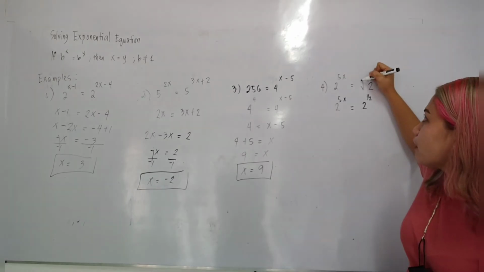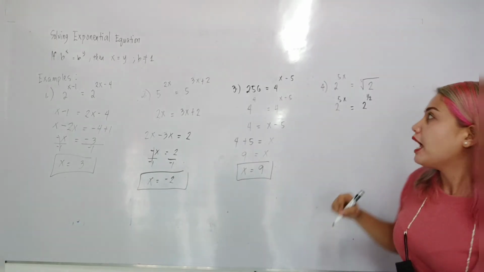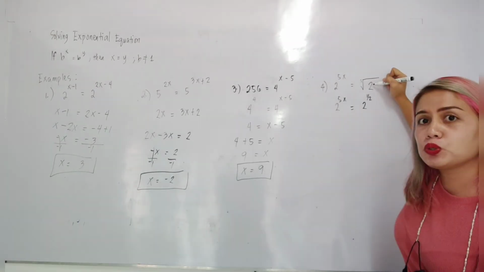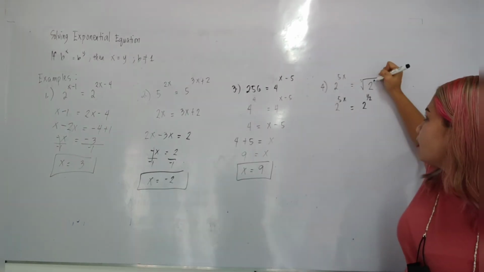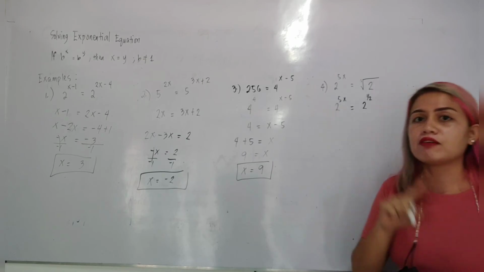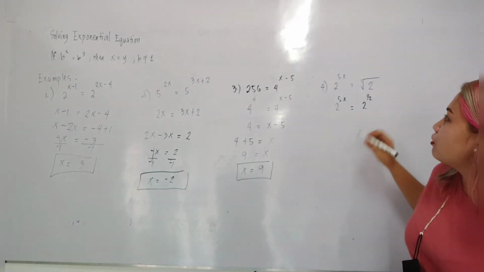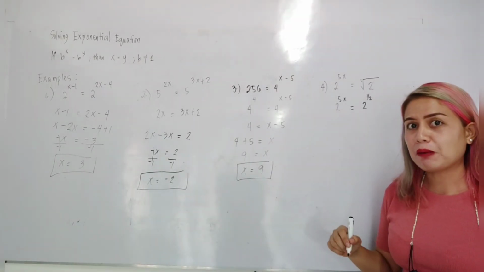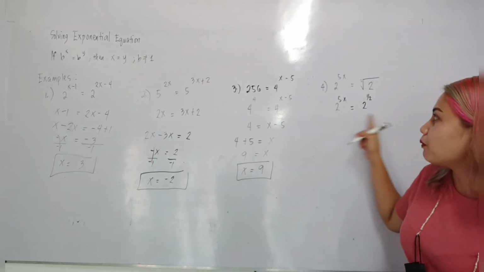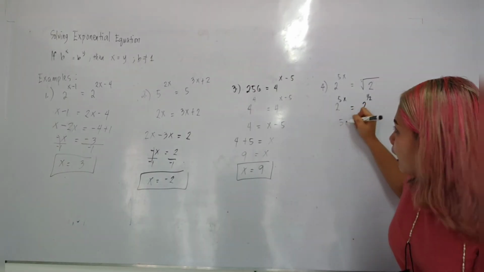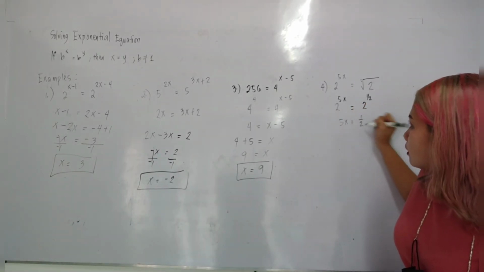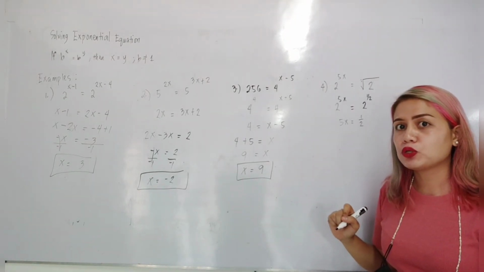And if you remember, we have 2 here, and the exponent of 2 is 1. So you can just have 2 to the power of 1/2. By using the one-to-one property, you can automatically omit our base, which is 2, then equate our exponents. So you have 5x is equal to 1/2.